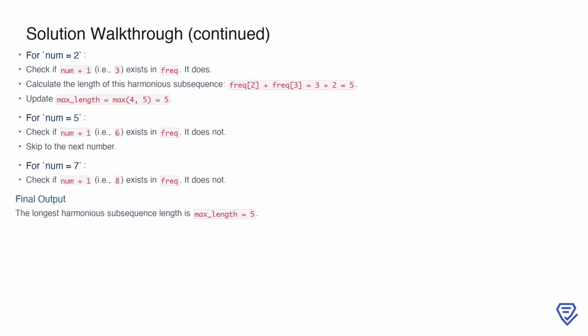For number = 5, we check if number + 1, which is 6, exists in the frequency map. It does not, so we skip this number. Similarly, for number = 7, we check if number + 1, which is 8, exists, but it also does not. Having completed the iteration, we find that the longest harmonious subsequence length is max_length = 5.